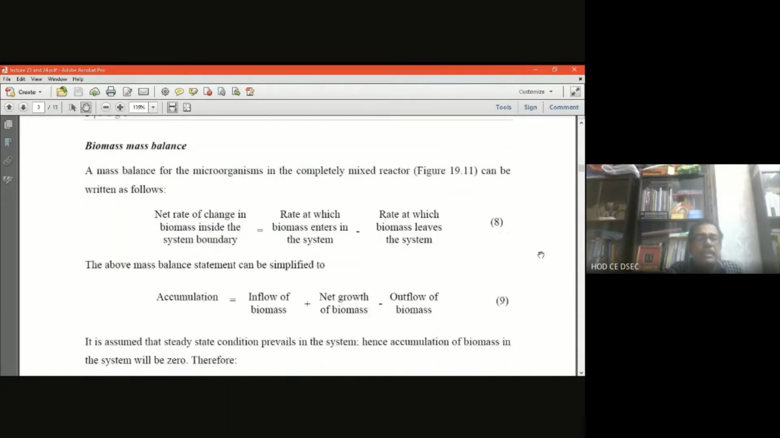Now it is very simple, the biomass balance. What is a biomass balance? The net rate of change of biomass inside the system, inside the boundary, is equal to the rate at which biomass enters minus the rate at which biomass leaves. If we take the difference, it gives the net rate of change of biomass inside. It is simply an algebraic equation.